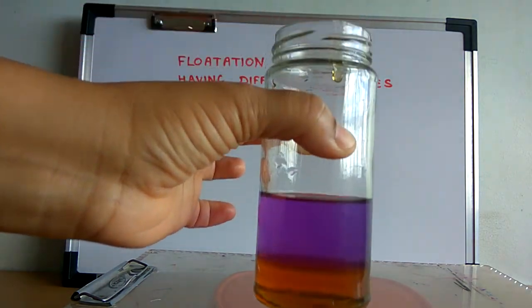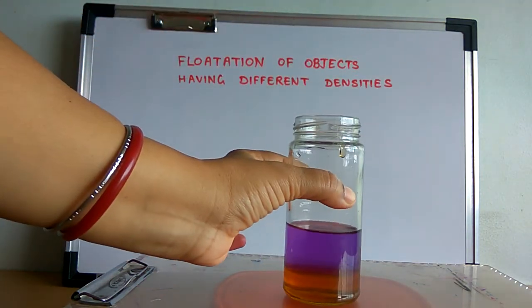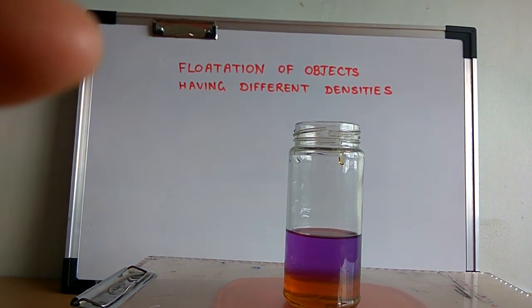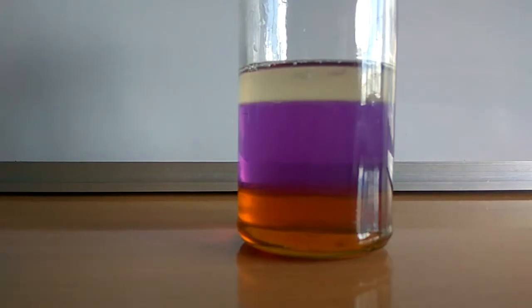Now I am going to put oil in this. I'll put coconut oil in this and then we'll check. Now I have put coconut oil on this. Coconut oil floats on the top. Now honey is at the bottom, so honey has the highest density. Water has density less than honey but more than oil. Oil has the least density, less than water, so it floats on water.